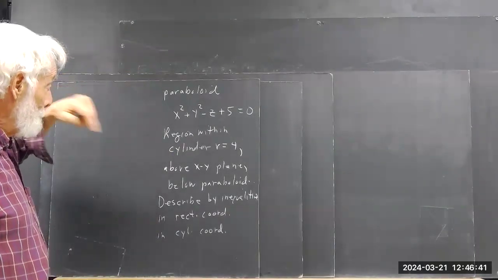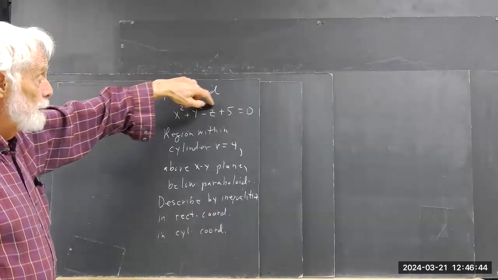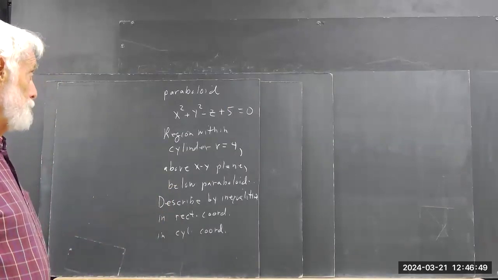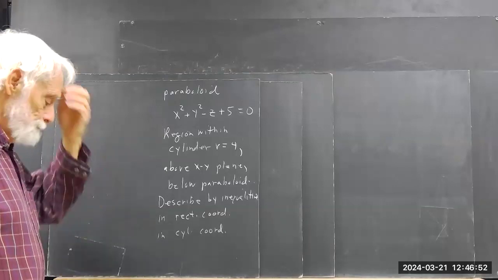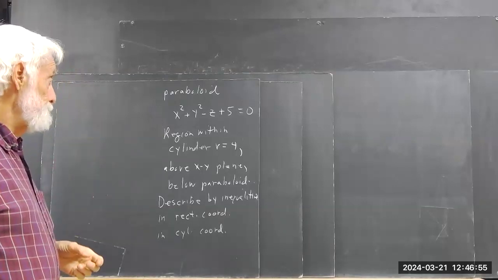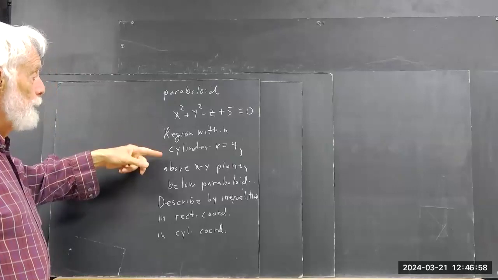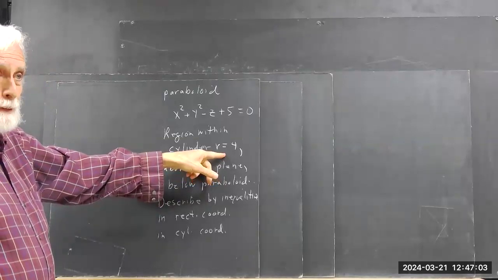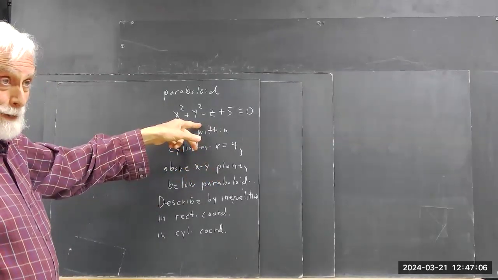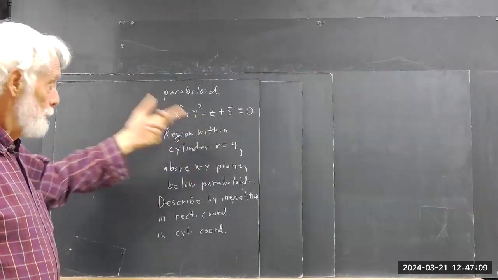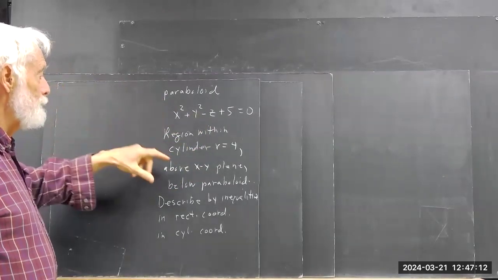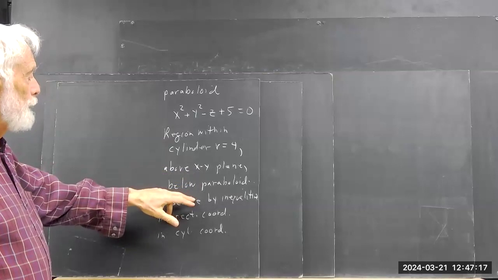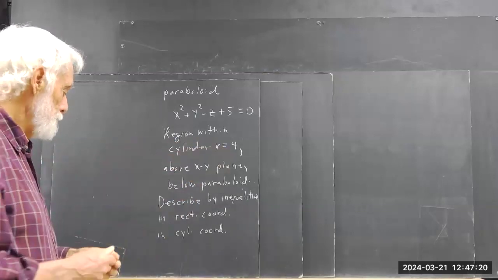Okay. Got a paraboloid, x squared plus y squared minus z plus 5 equals 0. You can see that's a paraboloid, just using its usual techniques. We want the region within the cylinder r equals 4. Now this is polar coordinate notation. This is rectangular notation, okay? So I'm kind of mixing the two, but we want to describe this region above the XY plane, below the paraboloid, within this cylinder, okay?